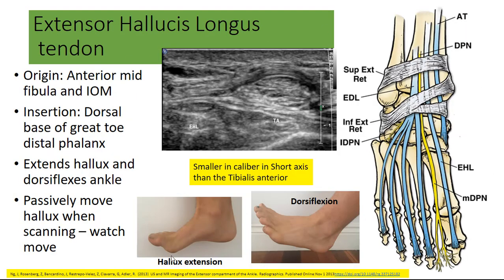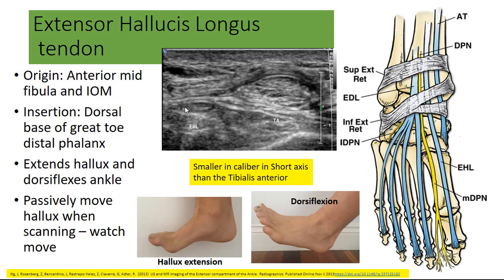The extensor hallucis longus tendon, you can see that it's going to extend the big toe. And when we say extend the big toe, this is extension. Flexion is down underneath, which is quite confusing. So it's extending the big toe, and because this is the movement that it does, we need to make sure that we look at this tendon when we're flexing and extending this big toe. So you often need to passively flex and extend the toe by grabbing the toe and moving it up and down, and do that while you're scanning it.